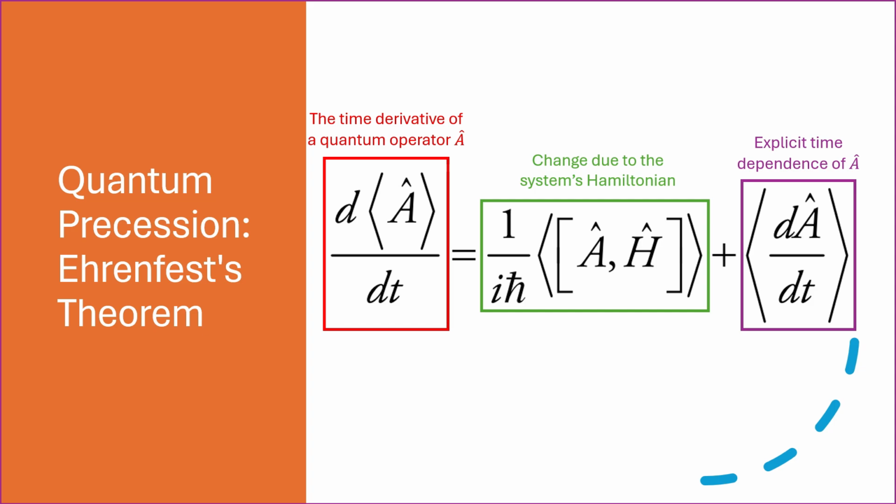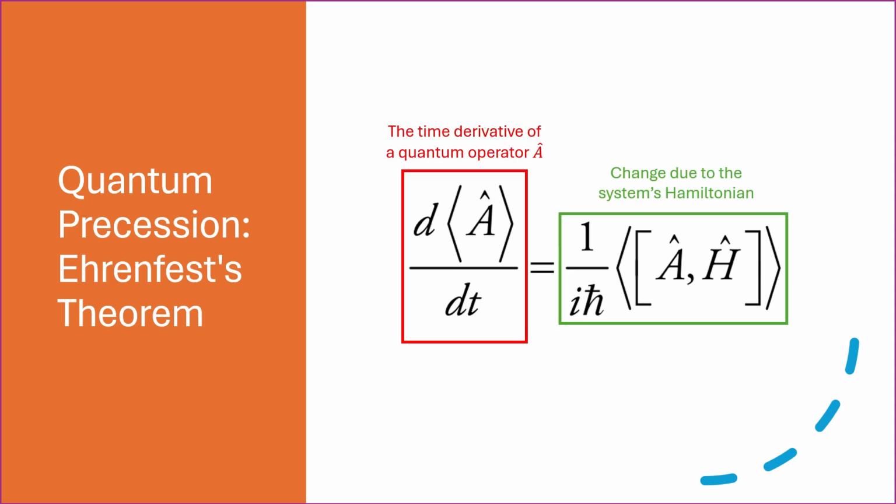Which is again why this isn't an educational video. It's for my own understanding. We can ignore this last part and just have the time derivative of a quantum operator A be due to the change due to the system's Hamiltonian.